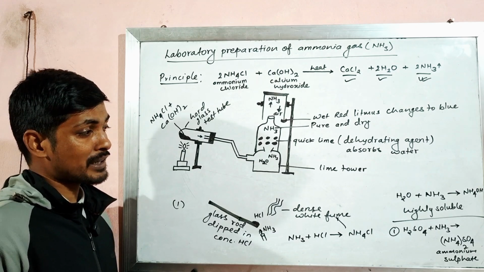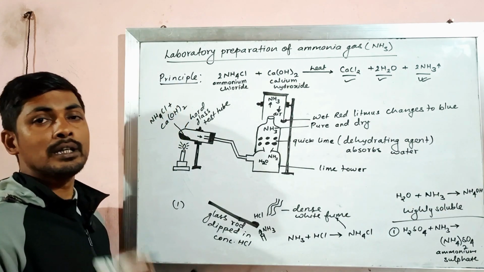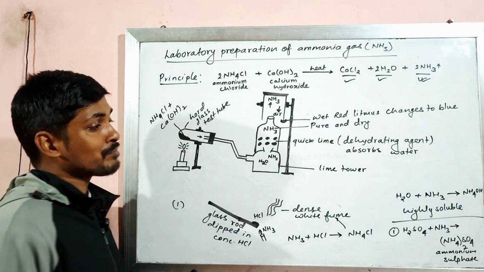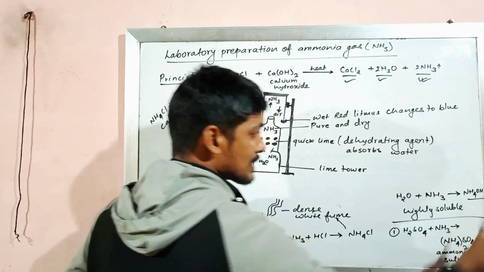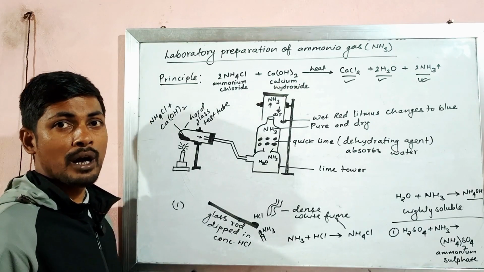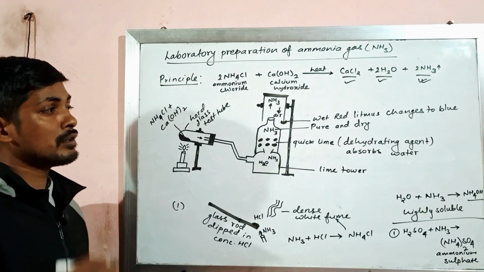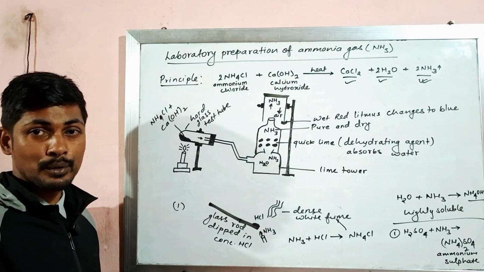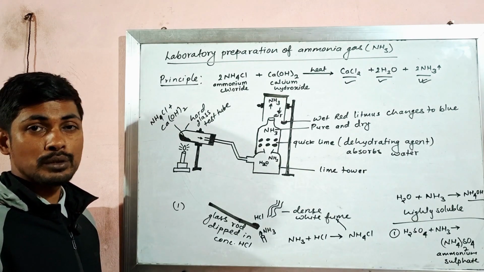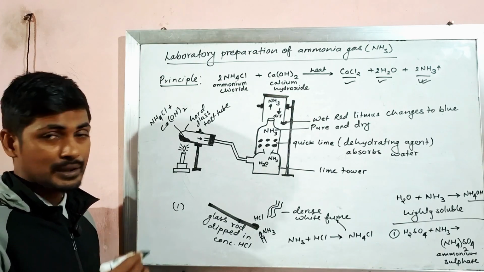Another important property is reaction with water. What happens when ammonia reacts with water? It forms a base, that is ammonium hydroxide. Okay, so if we know and understand this much about the ammonia gas, then we will be able to solve any question related to the ammonia gas.